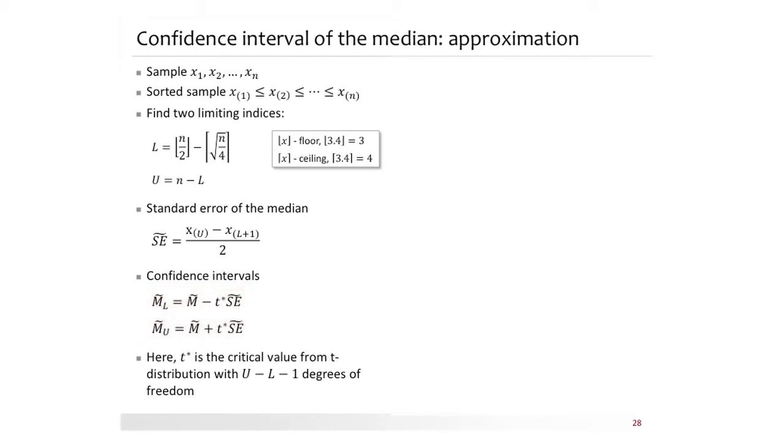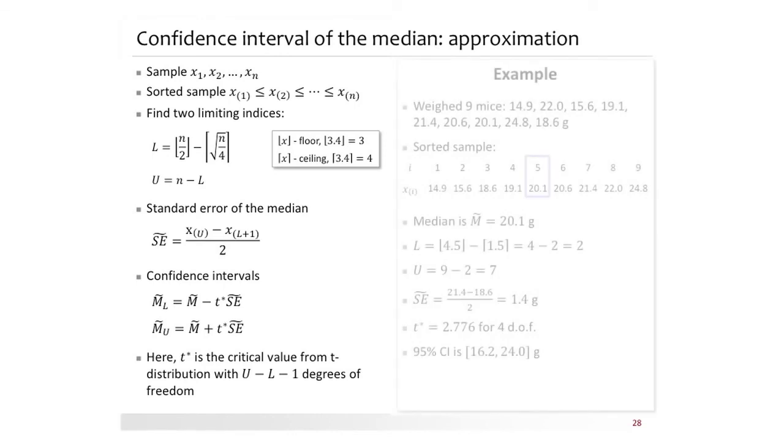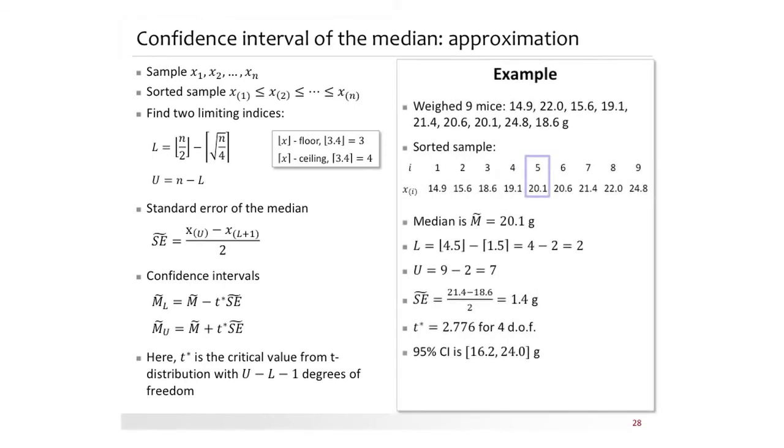I'm pretty sure it's not very easy to understand, so I will show you an example. Consider this sample, 9 mice this time, and their body weights. There are 9 numbers. So first, if you want to find the median and its interval, you have to sort your sample from the smallest to the largest, and this is the index. So this is the first, second, third, up to the 9th point. Now the median, by definition, is right in the middle. This is your median. So the median is 20.1 grams.